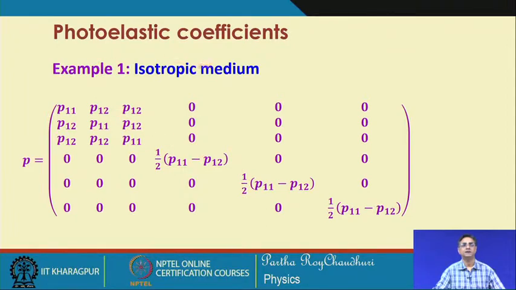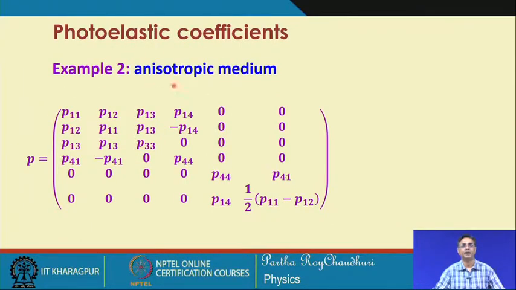Now, let us take one concrete example. For any isotropic medium, the photoelastic coefficients, that is the strain optic tensor, is the typical one. In this case we have only P 11 and P 12, these are the two independent components, and all the rest are 0. We just need to know the two components P 11 and P 12, and from there we can construct this tensor, and this is for the isotropic medium.